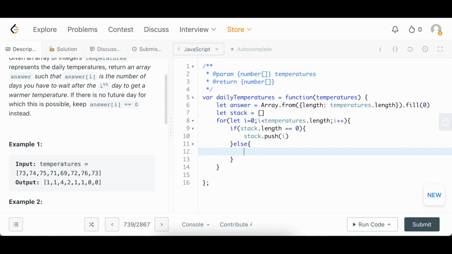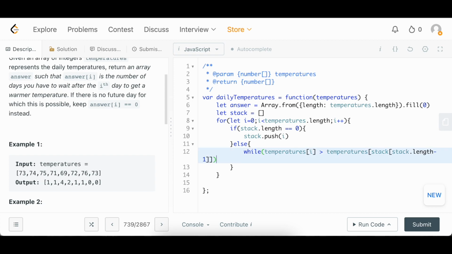But if we did have something in this stack, I'll keep checking the last value of my stack. So what is my current temperature? My current temperature is temperatures at i. Now I'll check, is my current temperature greater than the last value in my stack? This is the last value in my stack. Now what does my stack represent? It represents indices and not the temperature. So I'll simply take the temperatures at my last index.